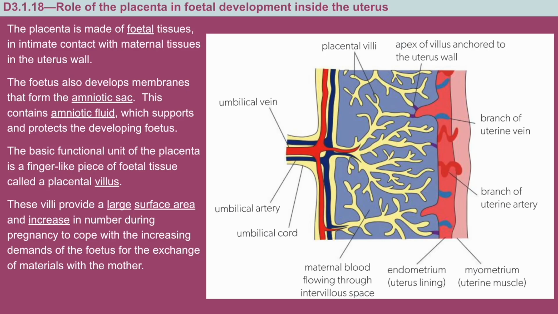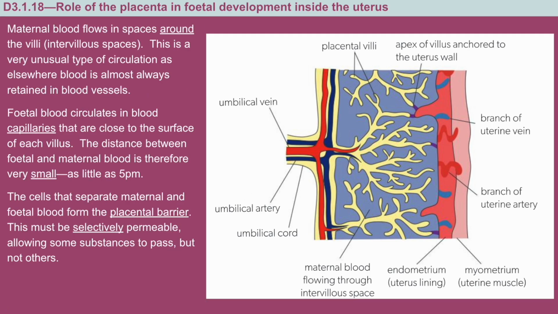So let's look at the placenta a little bit more closely. Now, the placenta is actually made of fetal tissues, in intimate contact with maternal tissues in the uterus walls. The fetus develops membranes that form an amniotic sac containing amniotic fluid. The basic functional unit of the placenta is a finger-like piece of fetal tissue called a placental villus, shown here in yellow. These villi together provide a large surface area. They increase in number during pregnancy to cope with the increasing demands of the fetus for exchange of materials with the mother. Now, the maternal blood is going to flow in these spaces around the villi.